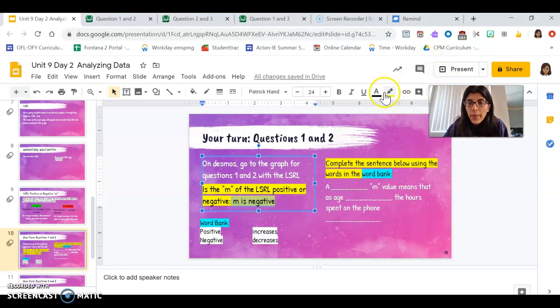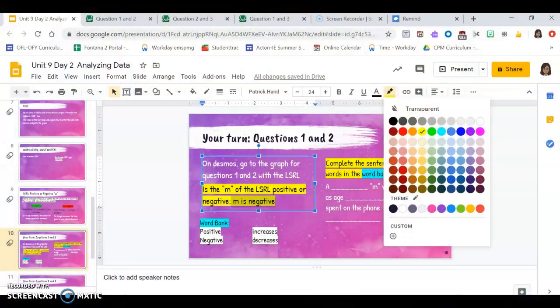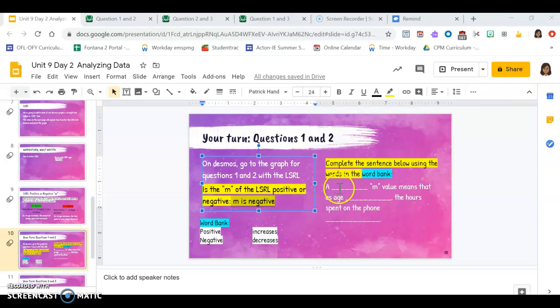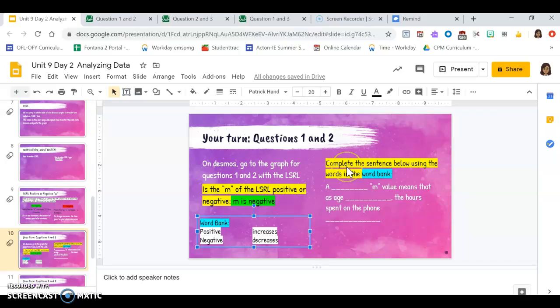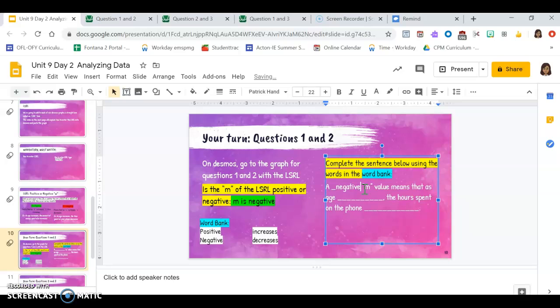Okay. Then, once you establish that it's negative, m is negative. And that's directly from Desmos. We got that info from Desmos. Then we're going to come over here. This one gives you a structured word bank. Complete the sentence using the word bank. So a blank m value, so that's going to be a negative m value, because that's what we got. A negative m value means that as age blank, the hours spent on the phone blank. So that's where we're going to put our increases and decreases.